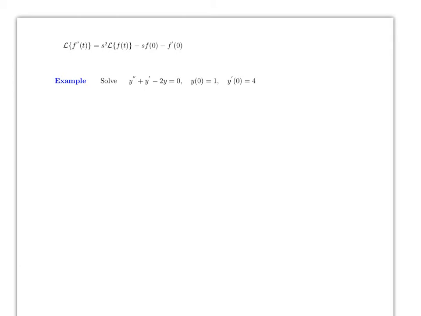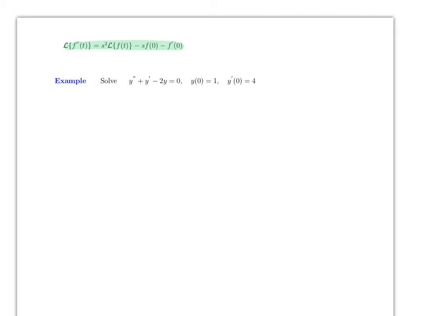Alright, let's do another example. Now we're gonna solve a second order differential equation, and we're gonna use the formula for the first derivative and also the formula for the second derivative, which is this, and it's given on the table. Right, we're gonna do the same thing we did in the previous problem.